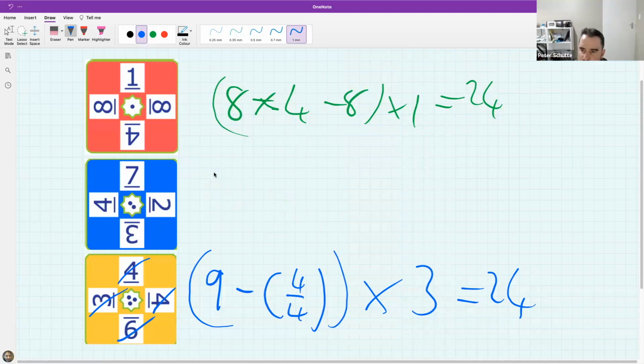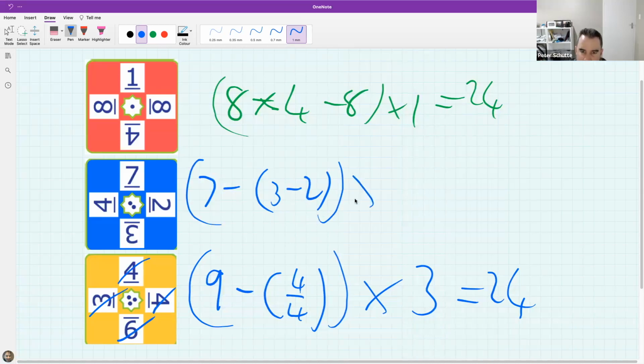So Josh has suggested 7 minus 3 minus 2. So 7 minus 3 minus 2 gives us 6. And then 6 times 4 gives us 24. Yep, that looks great. And Kitzel, yes, I see what you were saying now.